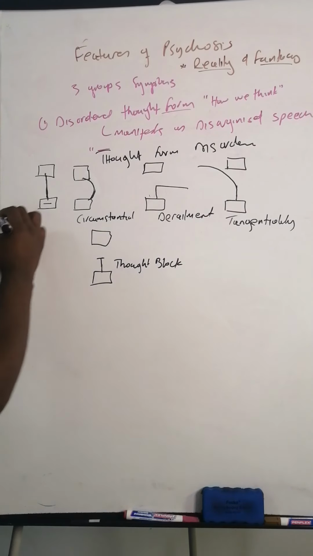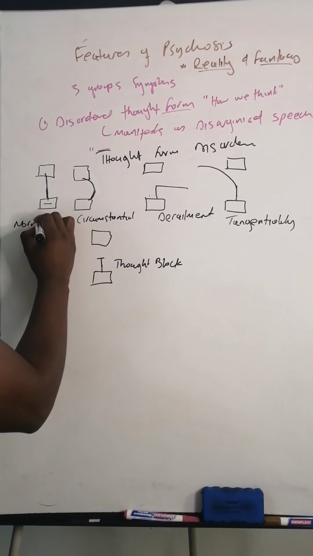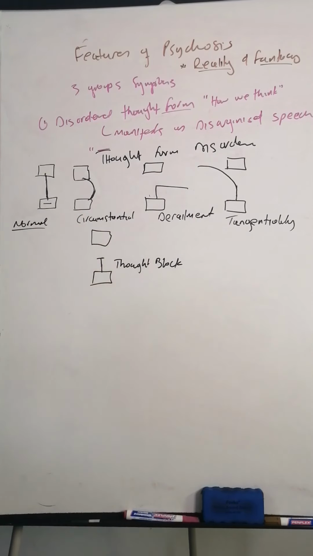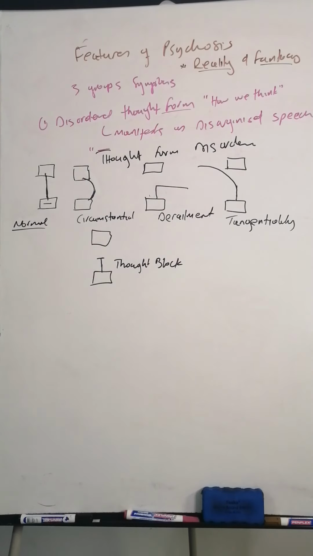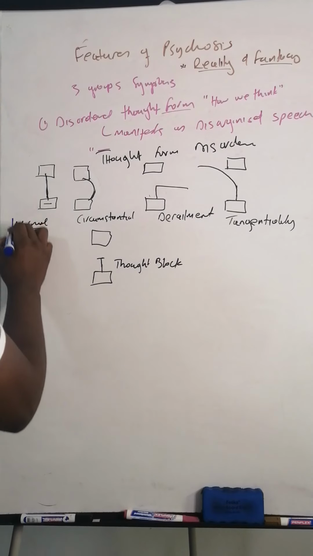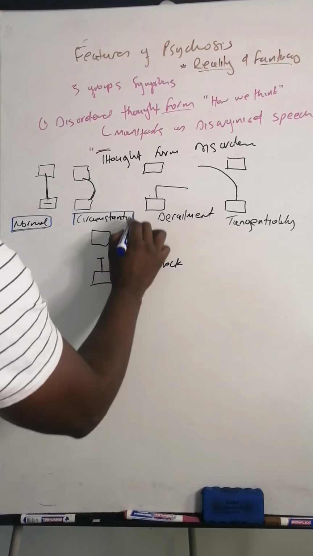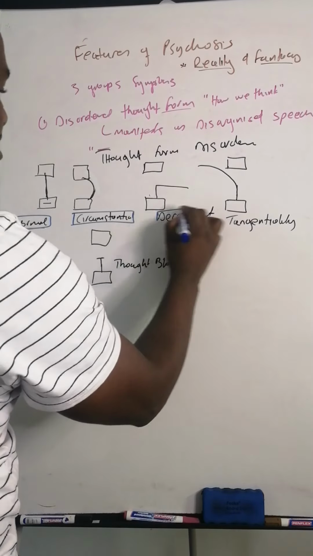So I said this is normal. Maybe I should just try and use a different color marker. Sorry about that. This is normal, circumstantial, derailment, tangentiality, thought block.